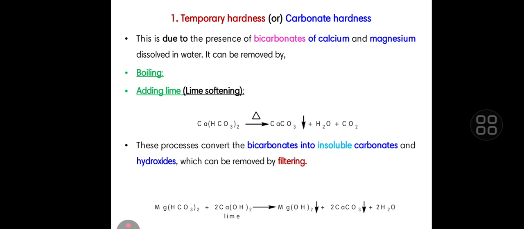The temporary hardness is due to the presence of bicarbonates of calcium and magnesium ions in the water sample. It can be removed by the boiling method and the lime addition method. The first one is the calcium bicarbonate present in the given water sample. When heated to 100 degrees Celsius, calcium carbonate precipitate is obtained and carbon dioxide gas is liberated. This process converts the bicarbonate into insoluble carbonate and hydroxide, which can be removed by the filtering process.